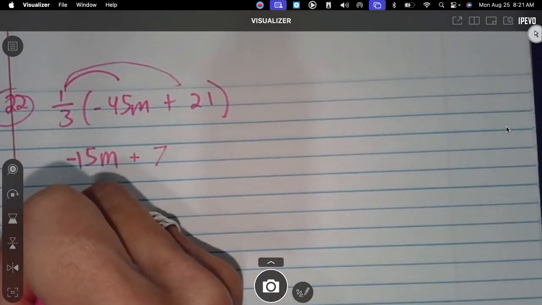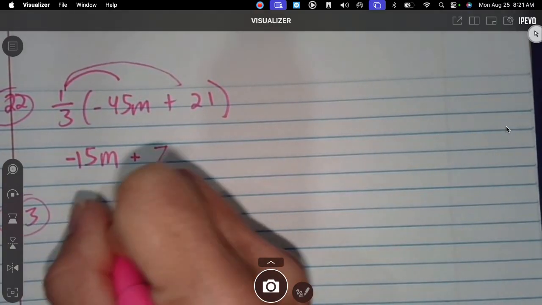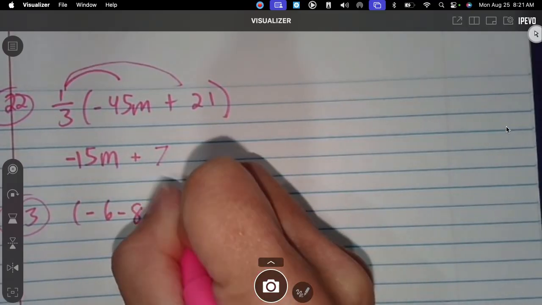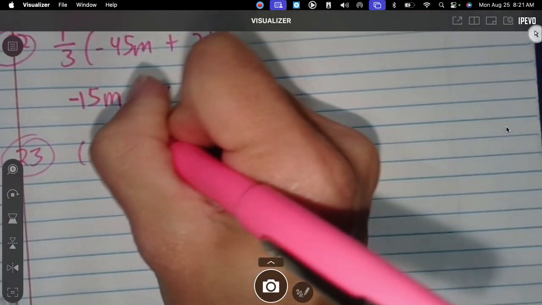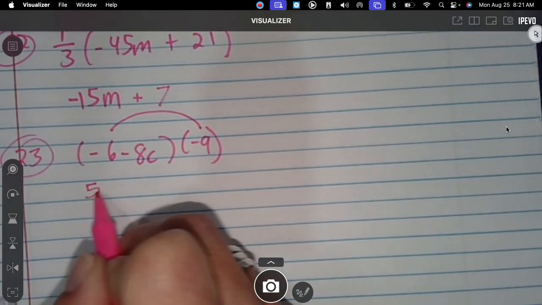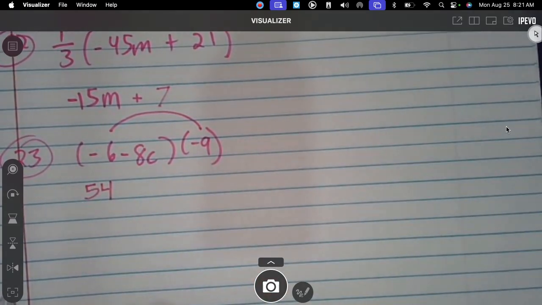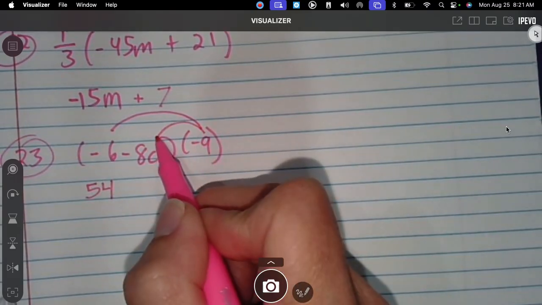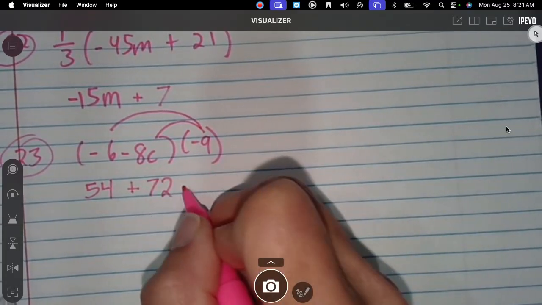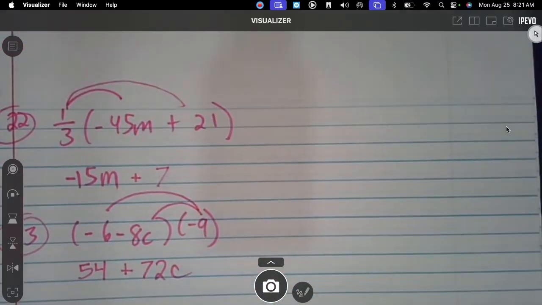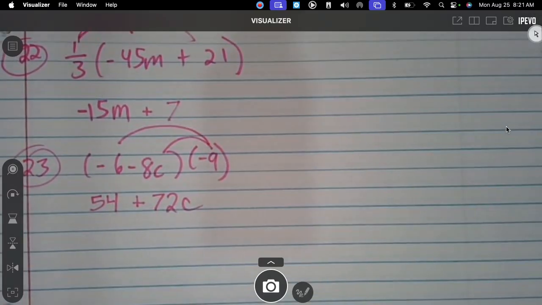Number 23, -6 minus 8c times -9. This one's just written backwards. You still distribute. What is -9 times -6? What is that? 54? What is -9 times -8c? 72. Positive 72c. So there's your answer for that one. B.